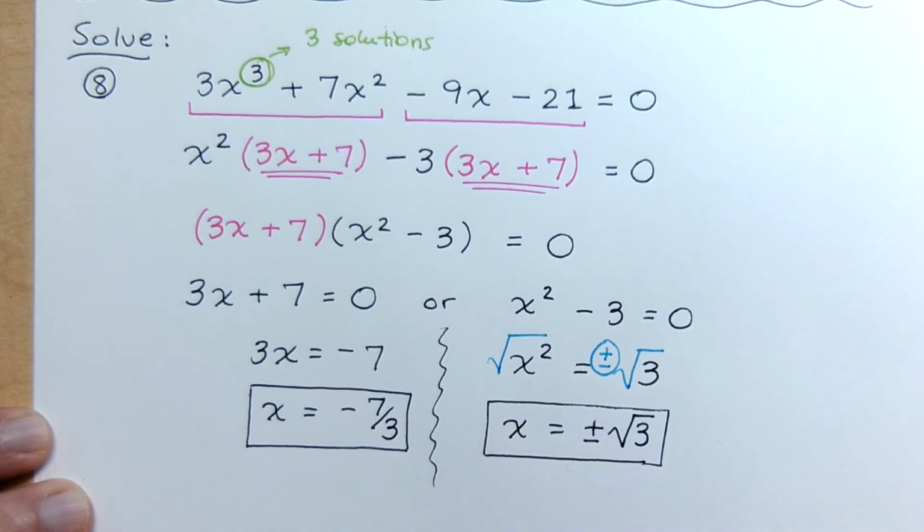We expected 3 solutions. Here's 1. And the plus or minus will give you the 2 other solutions we're supposed to have for this equation.